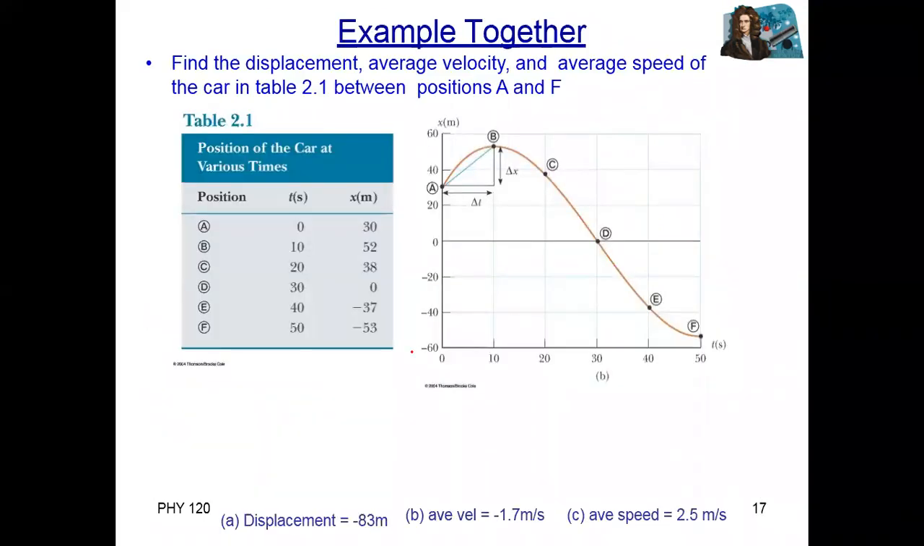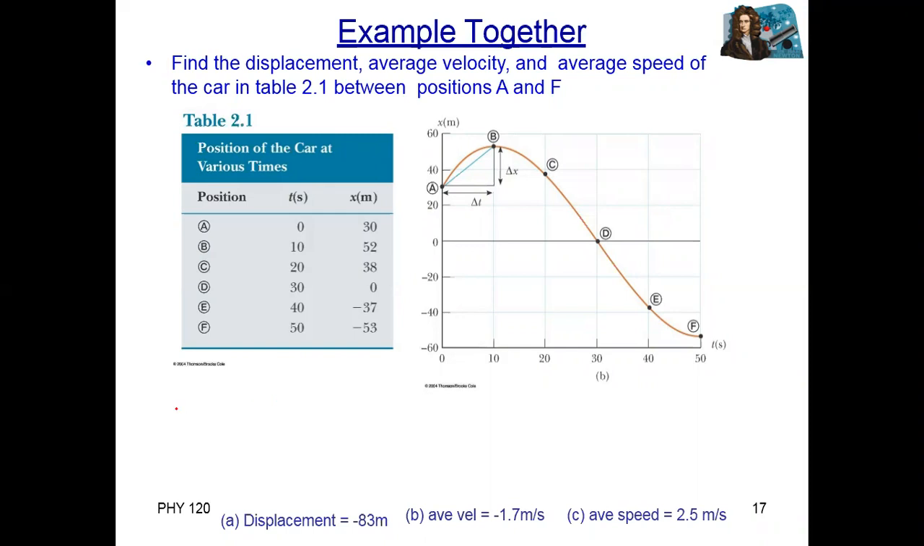Okay, example is given. But start from A to F. In the last video, you can see the last location or position. So find out displacement, average velocity, and average speed of the car. So who will tell me what will be the total displacement from A to F?